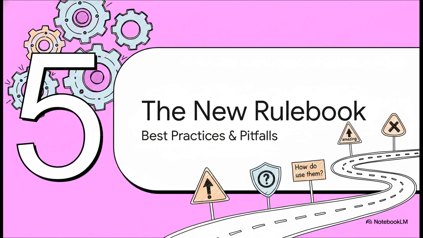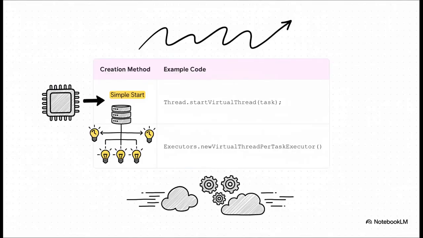Let's get practical and look at the new rulebook, including some really important things you should do and a few pitfalls you definitely want to avoid. The great news is, the API for this is just beautiful. It's so simple. You can kick one off with a single line of code. Or if you're managing a bunch of tasks, you can use the new executor service. And check out the name, newVirtualThreadPerTaskExecutor. It does exactly what it says. It creates a brand new, cheap virtual thread for every single task. This means the old idea of thread pooling is basically obsolete.